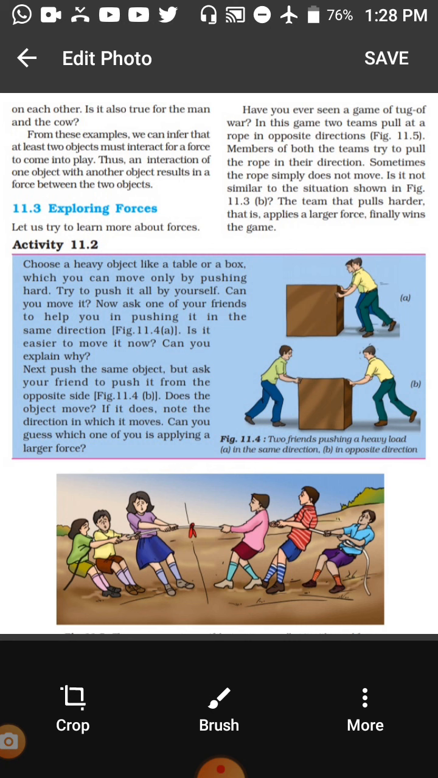So what do you say if both the teams keep on applying the same force? Then we will say that both the teams are having a tie. So this simply shows that force depends on the direction of movement. So here in this we are exploring the force, that force decides the direction of movement of a body.